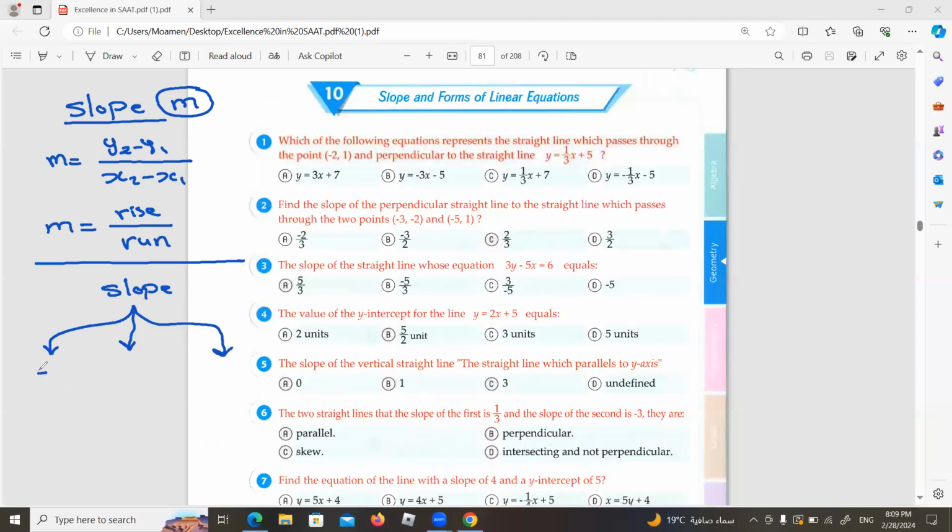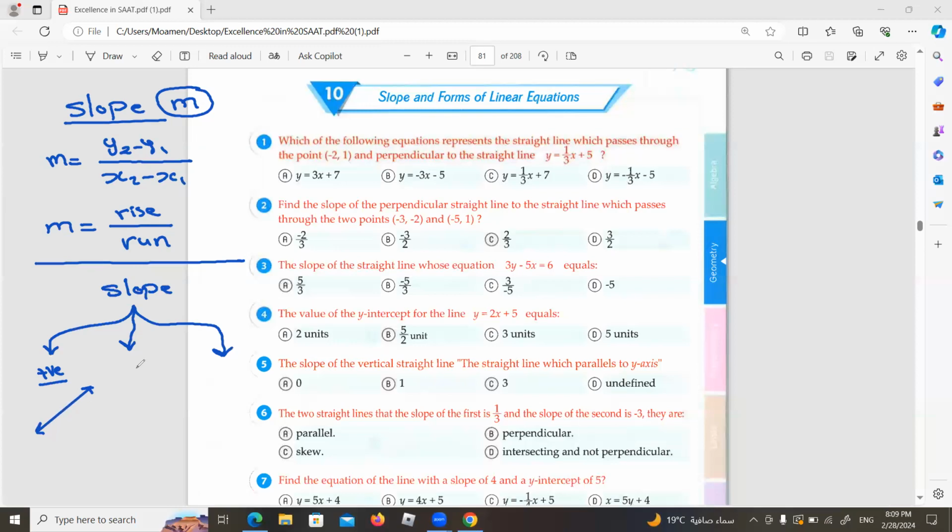Okay, so we have a positive slope if the line is increasing from left to right. If you have a line like this, increasing from left to right, then we have a positive slope.